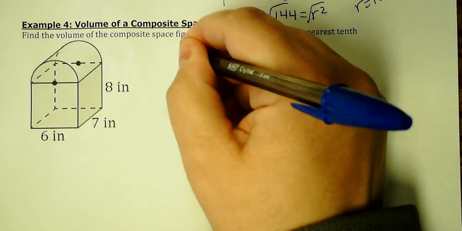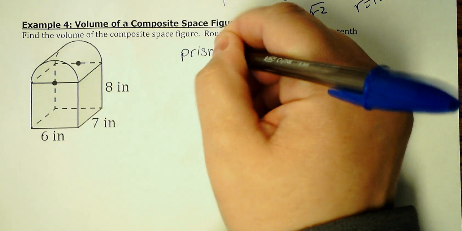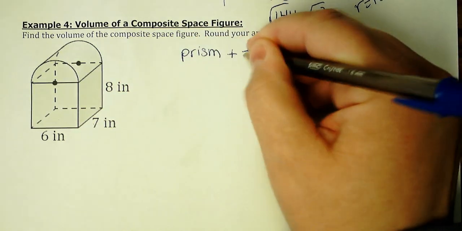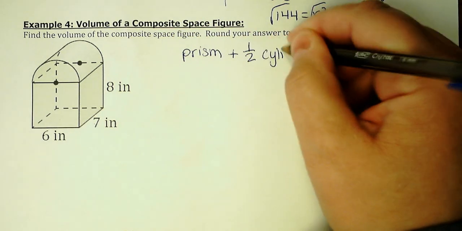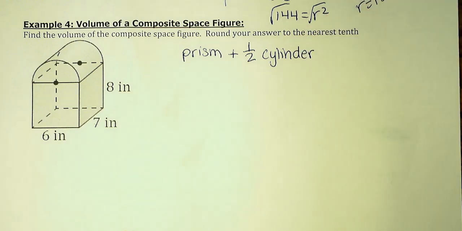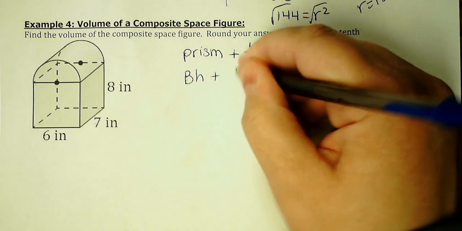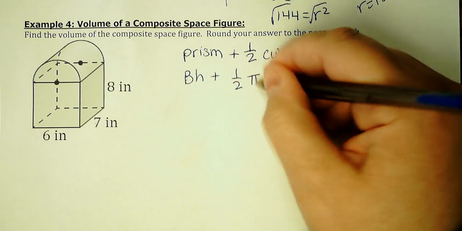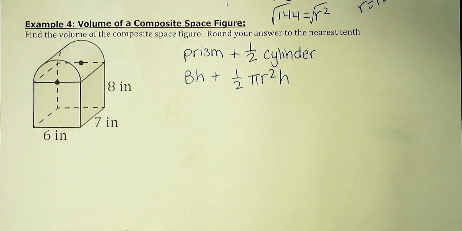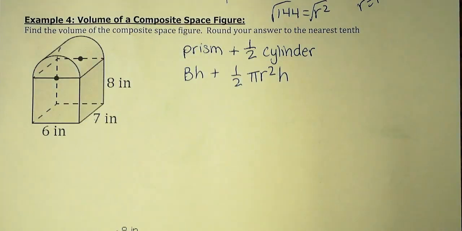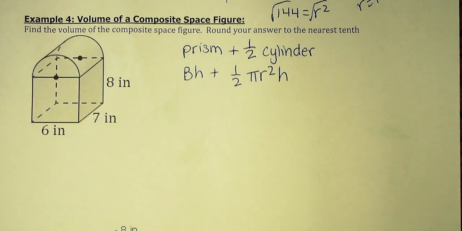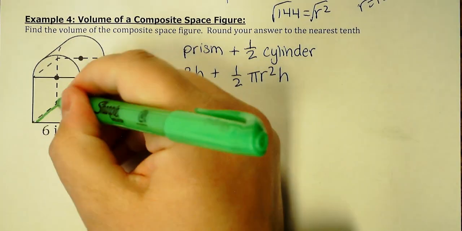I'm going to have the prism, the volume, plus I have half a cylinder. Okay, for the prism, area of the base times the height, and for the cylinder, pi r squared times the height, but we'll do half of that because we just have half of a cylinder. Now, the area of the base, remember, for the rectangular prism, you can use any of the faces as the base. I am going to go ahead and use the bottom.